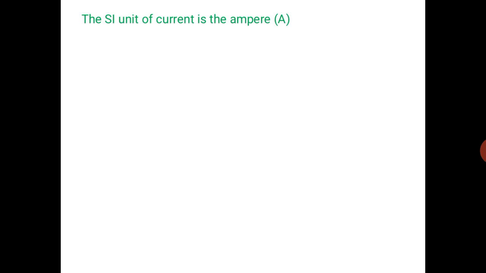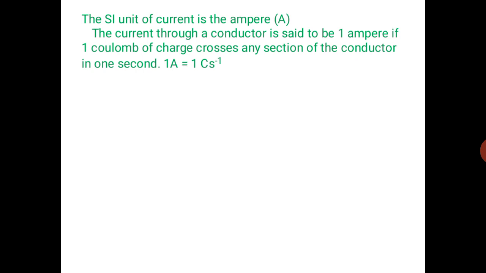The SI unit of electric current is the ampere, because current is charge by time. Charge is in coulomb, time is in second, so coulomb per second. The current through a conductor is said to be 1 ampere if 1 coulomb of charge crosses any section of the conductor in 1 second. That is, 1 ampere equals 1 coulomb per second.